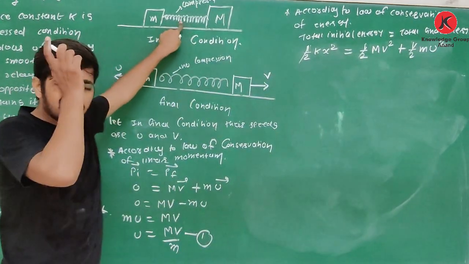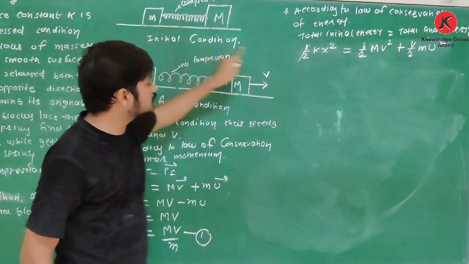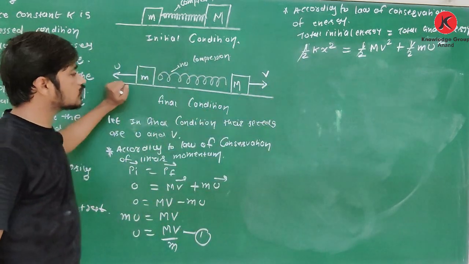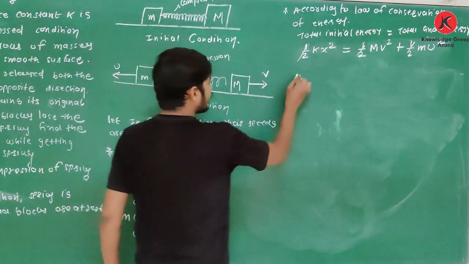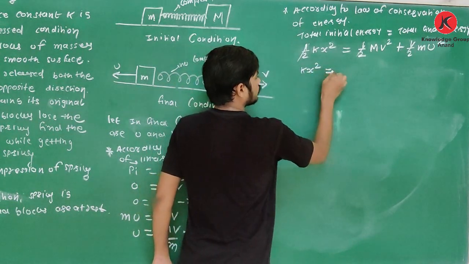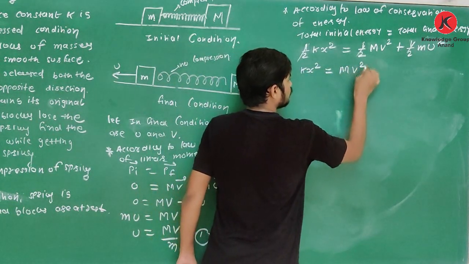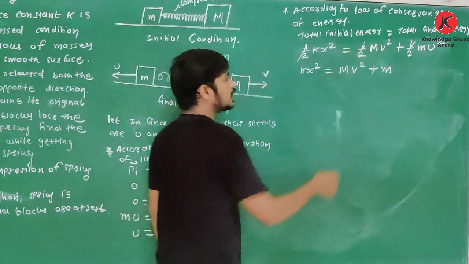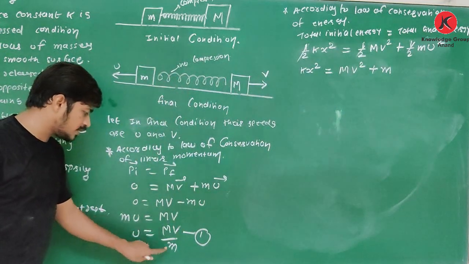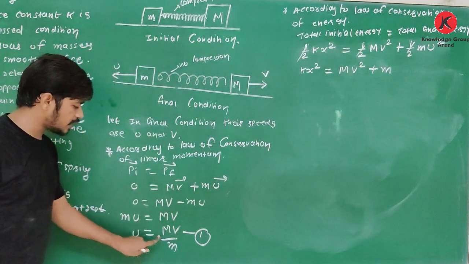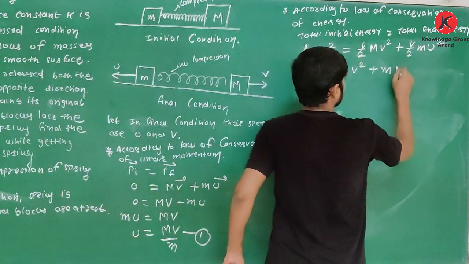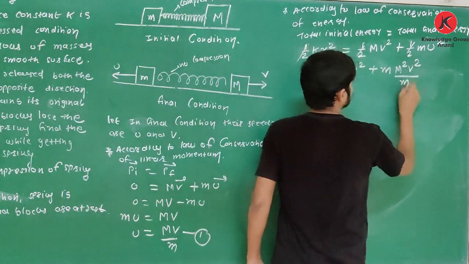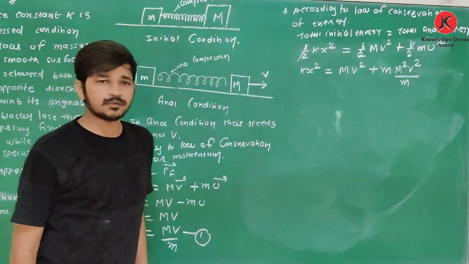Again, initially spring is only compressed. These two blocks are at rest. So initial energy is the energy of the spring, and finally we will have the energies of these two blocks. Now kx square is equal to capital M v square plus small m u square. What is the value of u square? Here u is equal to mv upon m. So I will take the square of this. So it is m square v square, capital M square v square upon small m. Clear about this?